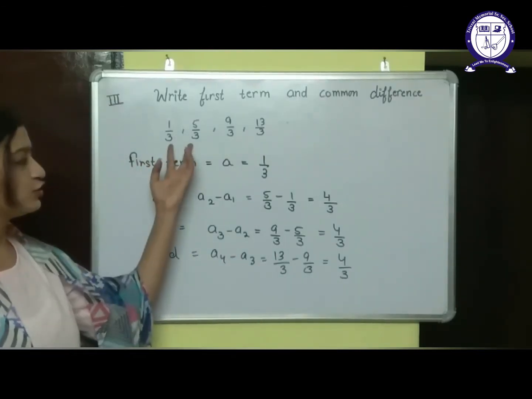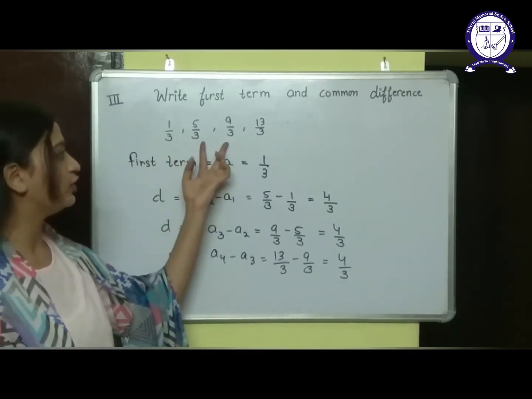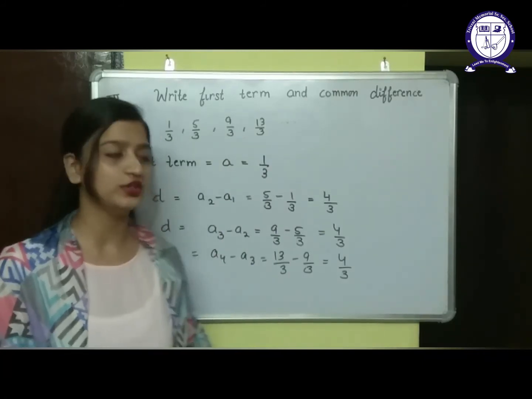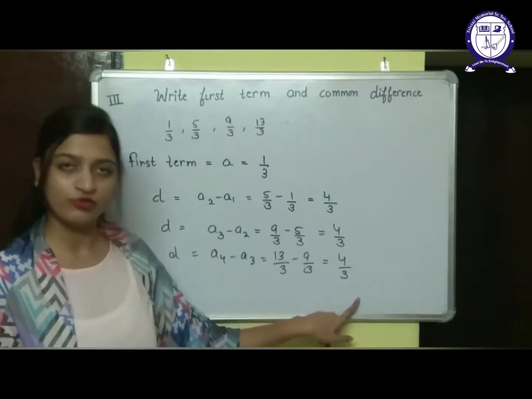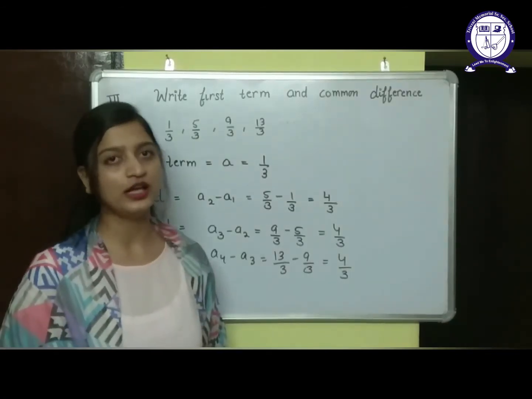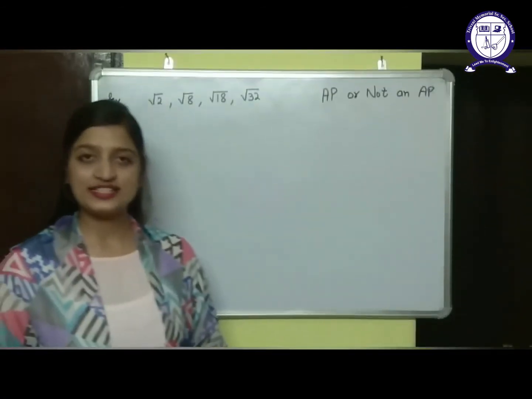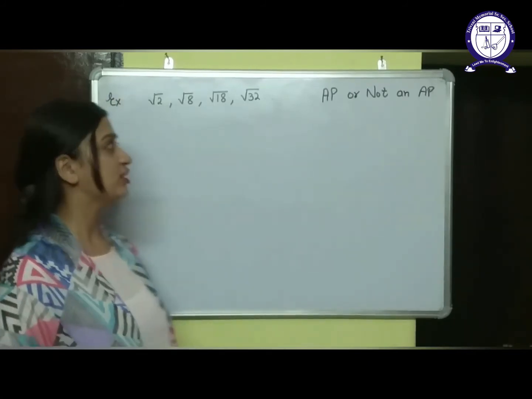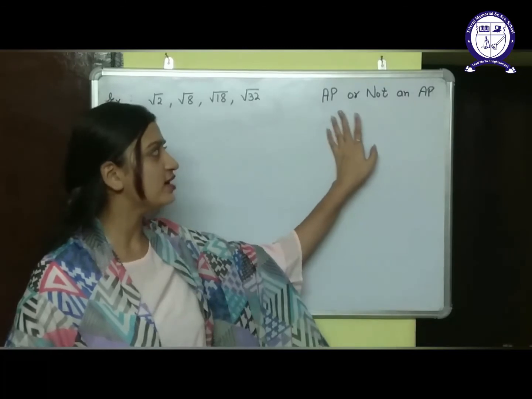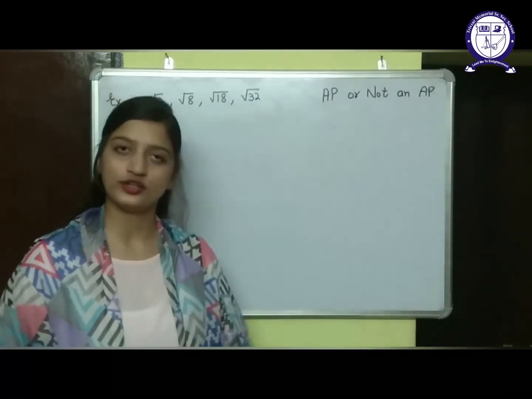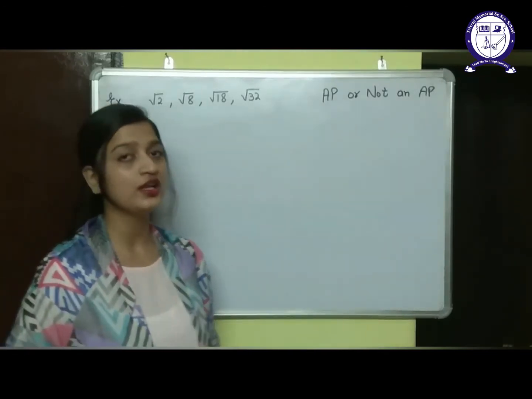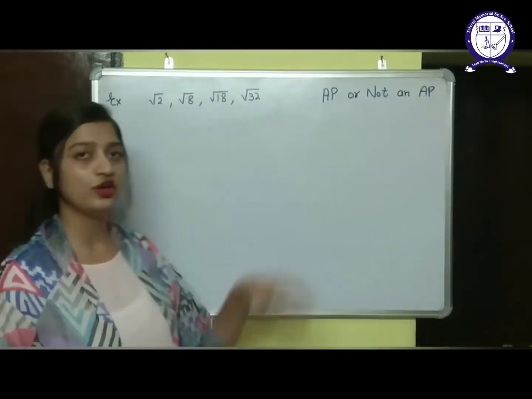By taking these two terms, my answer is 4 upon 3. These also give 4 upon 3 and these also give me 4 upon 3. So I can see that my difference is 4 upon 3 and my first term was 1 upon 3. So now let's take one more example. Now this is the question given to us and it is said that tell us whether it's an AP or not an AP. So you can see that this is the type 1 question. You need to show whether it's an AP or not.